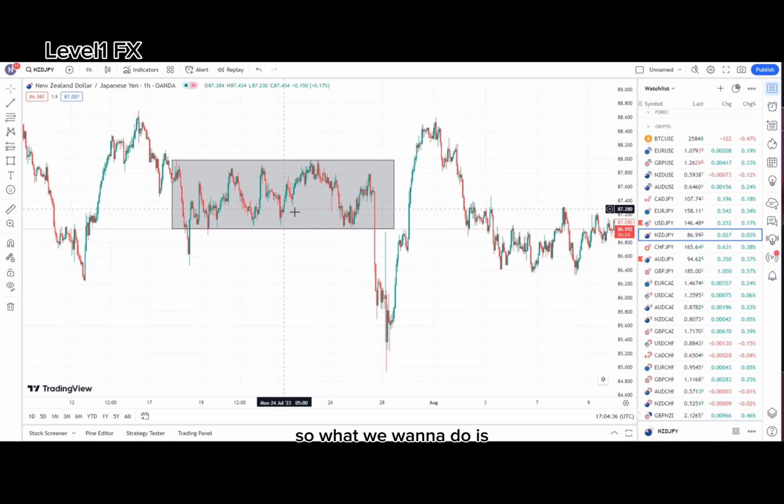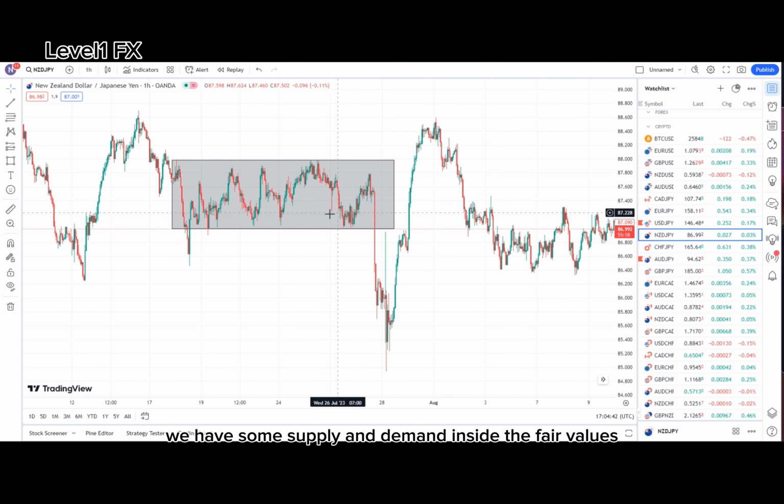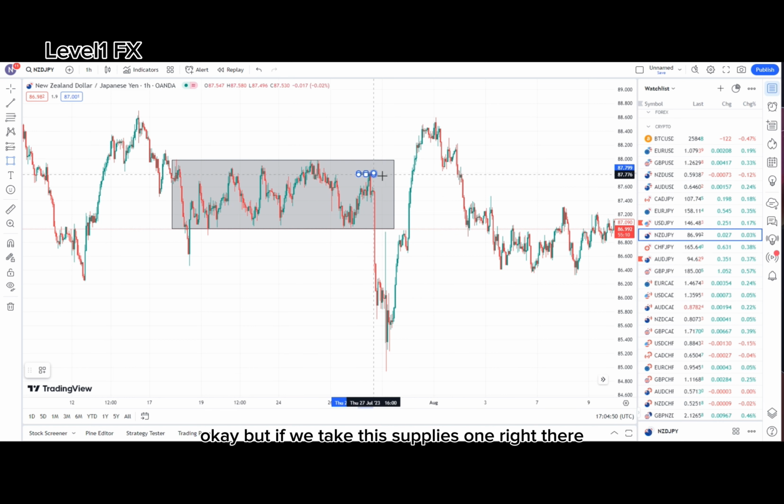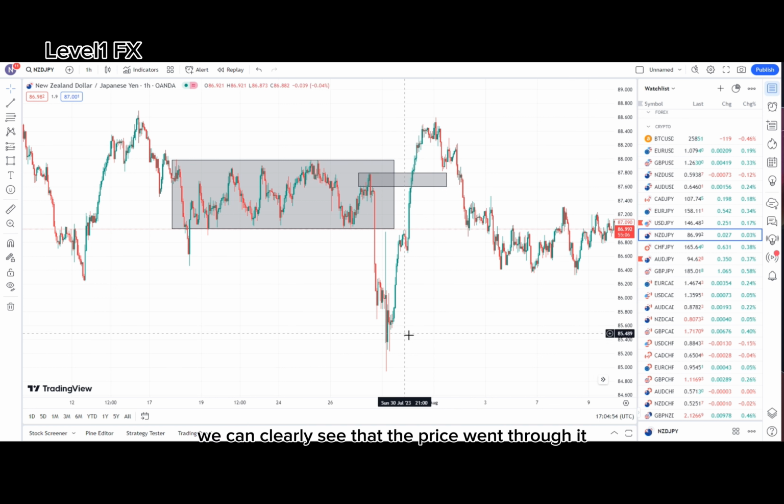So what we want to do is, we have some supply and demand inside the fair value. And remember, we want to ignore them. Okay, but if we take this supply zone right there, we can clearly see that the price went through it. So the price did not turn.